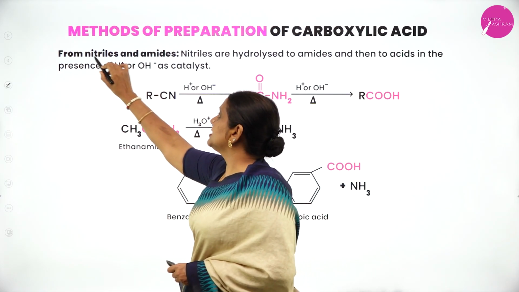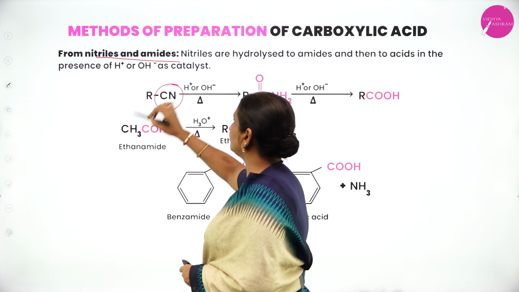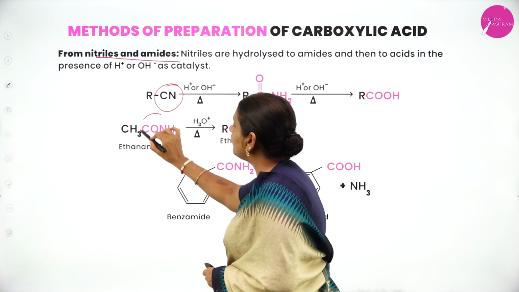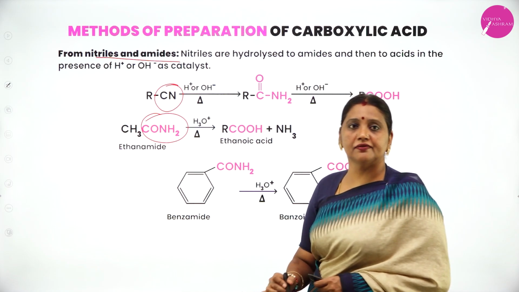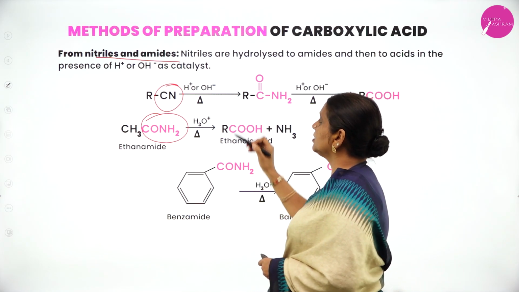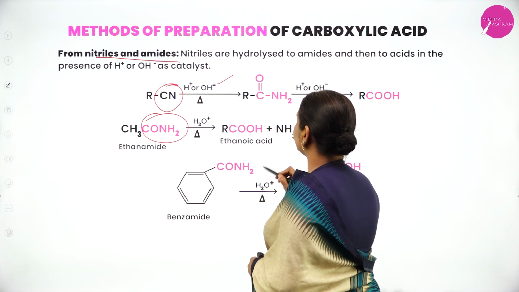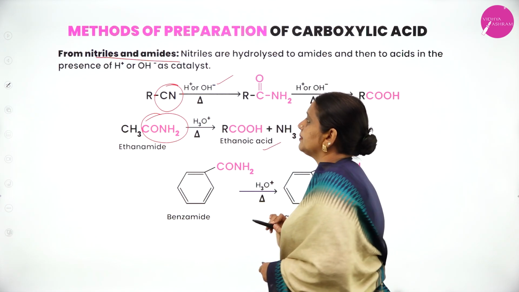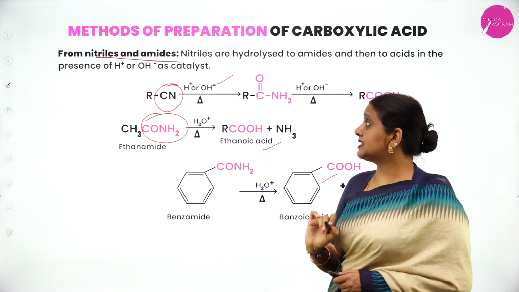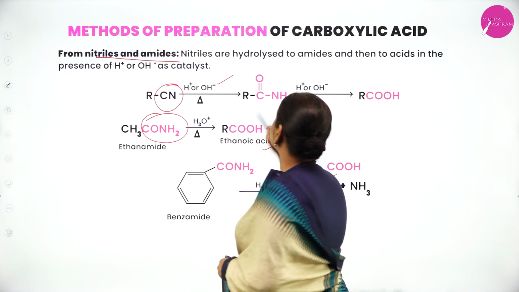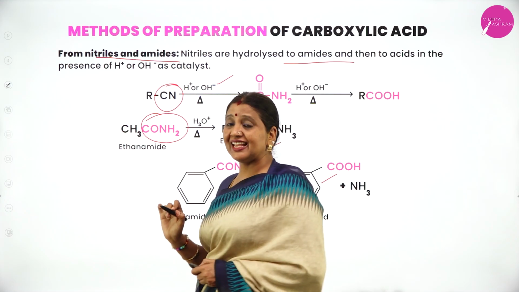Next, from nitriles and amides. Nitriles are organic compounds which have the functional group CN. Amides are organic compounds which contain the functional group CONH2. When they undergo acid hydrolysis or alkaline hydrolysis in the presence of a catalyst, they are converted to carboxylic acid. Therefore, nitriles and amides are hydrolyzed to carboxylic acid.